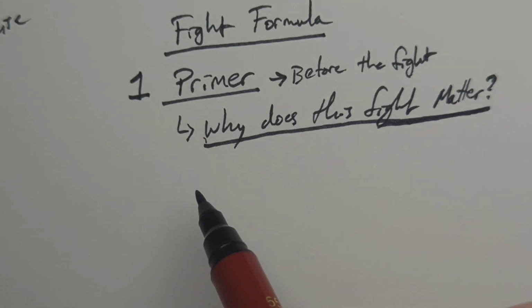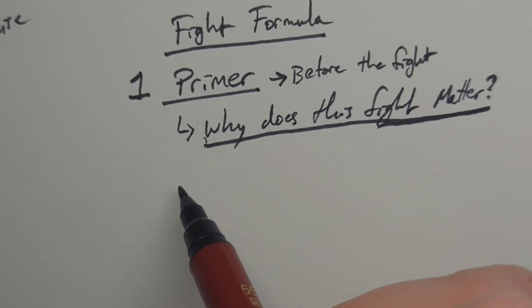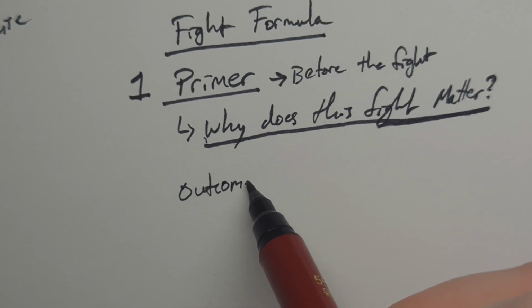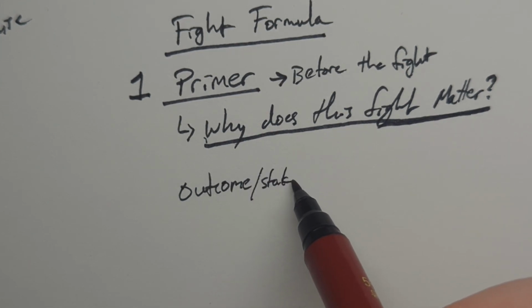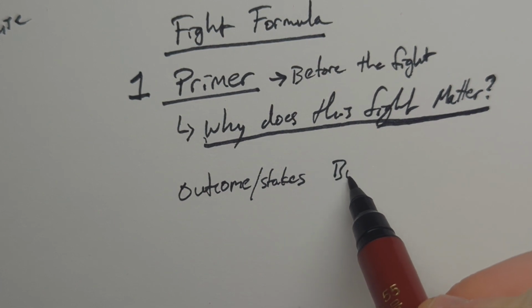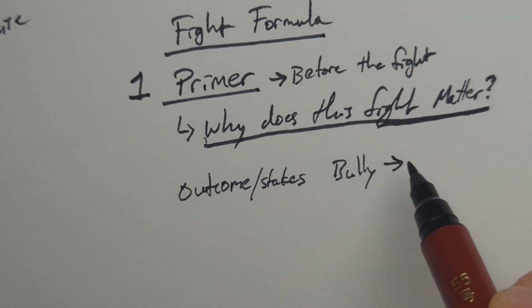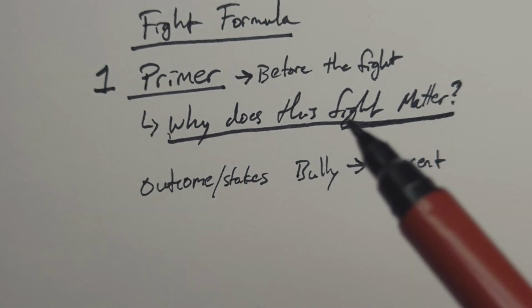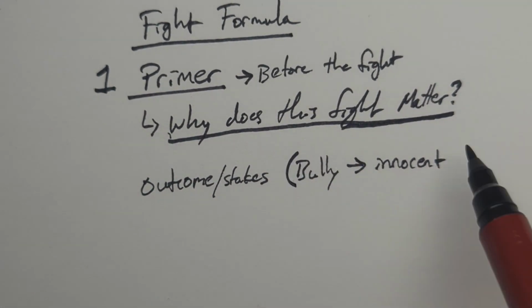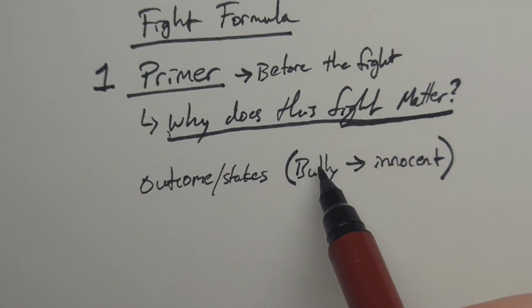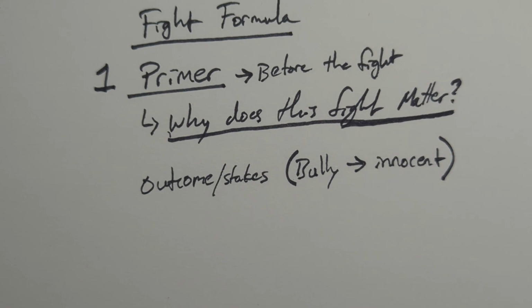There are different ways that you can measure this, as far as the outcome of the fight, or the stakes. In Jack Reacher, or just in general, if you have a bully bullying the innocent, and then the main character steps in, what is at stake is that if the main character loses, the bully will continue bullying. So that's bad. We don't want that.